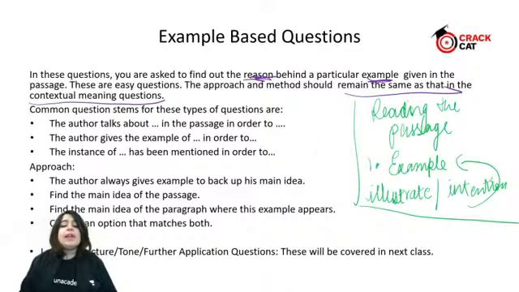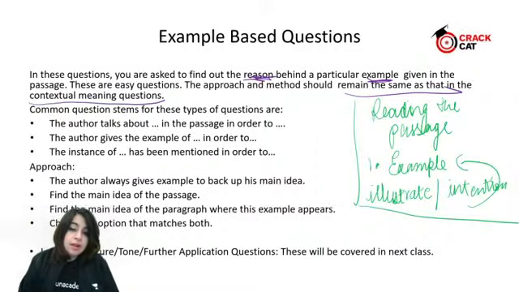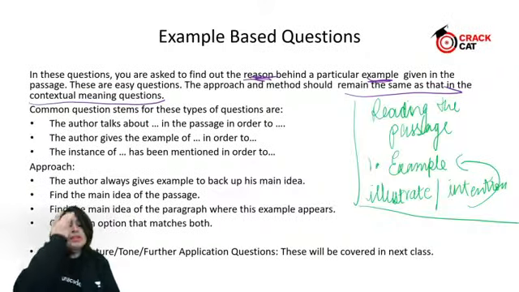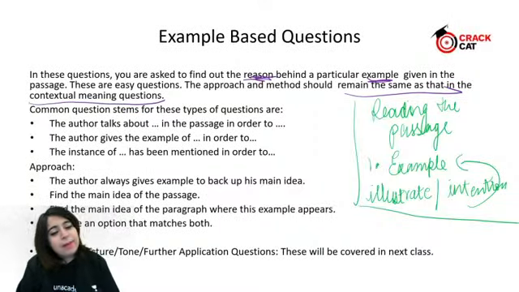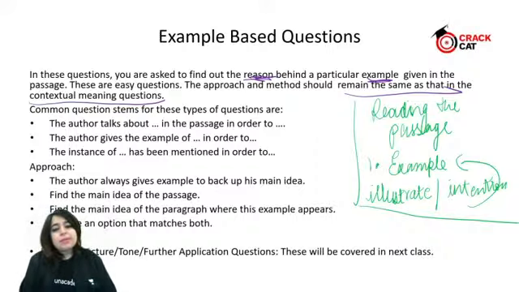If you do this small exercise in the very beginning, it will automatically become a bit more acceptable and easier for you to go ahead with it on the actual examination. Now let's look at a few common question stems for these type of questions. So the author talks about dash dash dash in the passage in order to. The author gives the example of dash dash dash in order to. The instance of dash has been mentioned in order to.